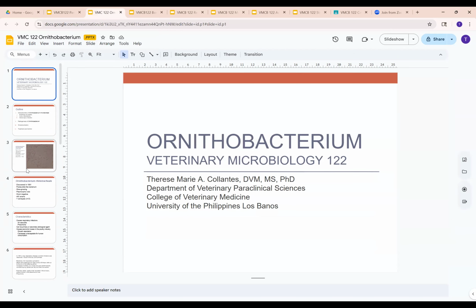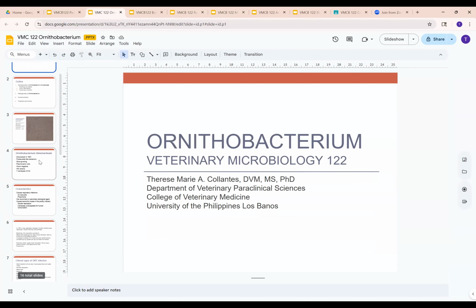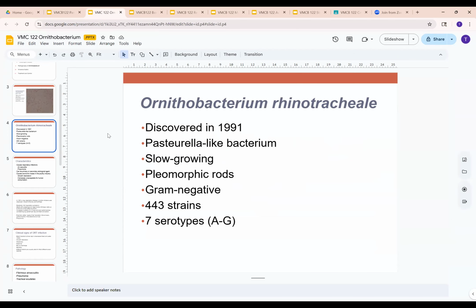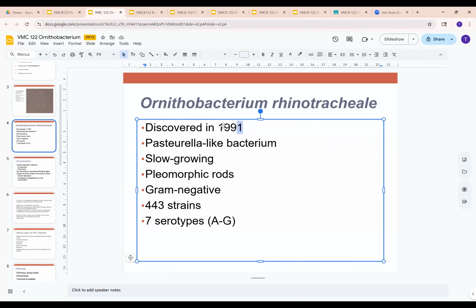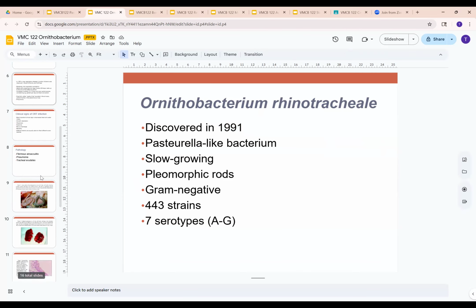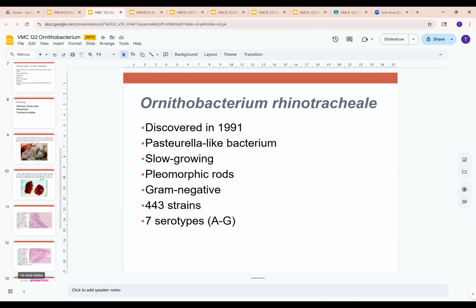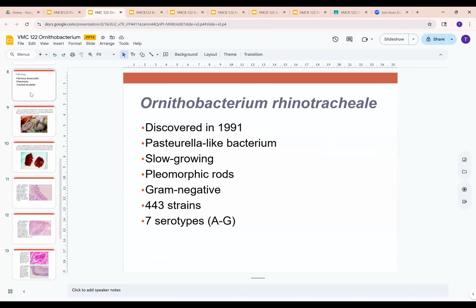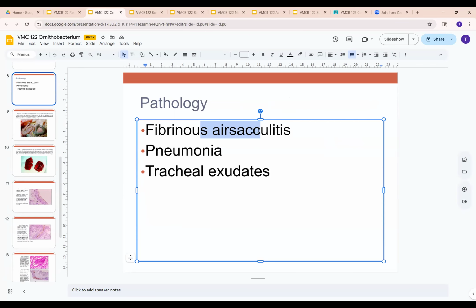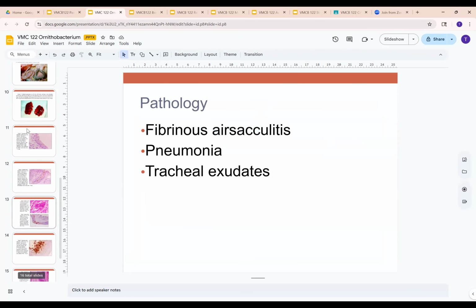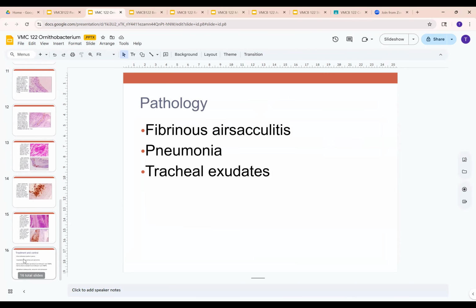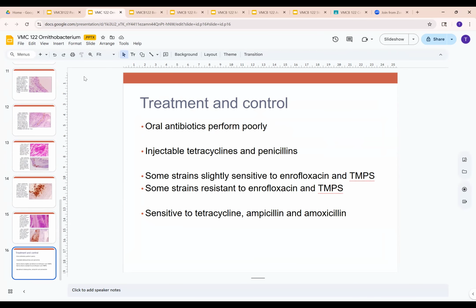Then we discussed Ornithobacterium as well. For Ornithobacterium, there is only one species, that's rhinotracheale. It is a fairly recently discovered disease or species. The pathology is fibrinous air saculitis and pneumonia. And we looked at some of the gross and microscopic pathology that is seen with this bacteria.